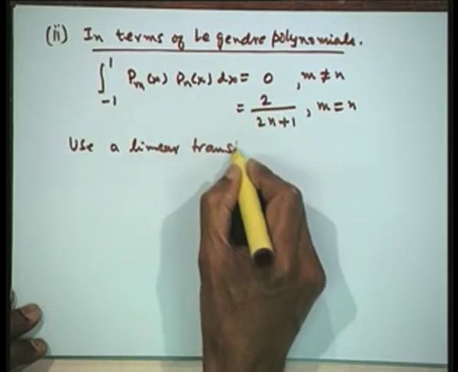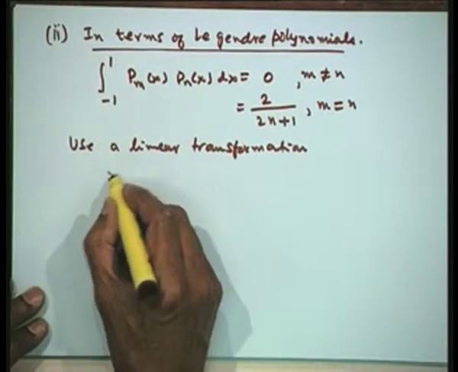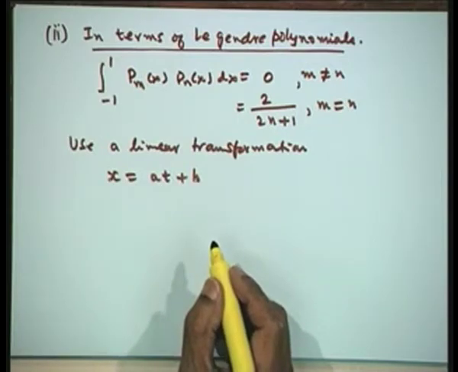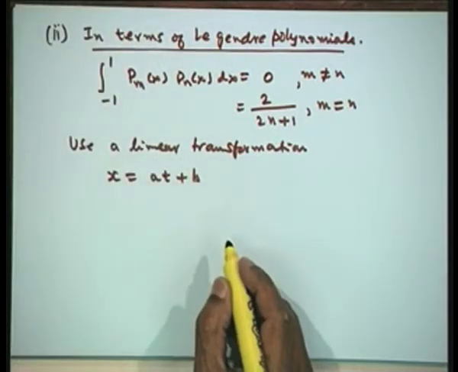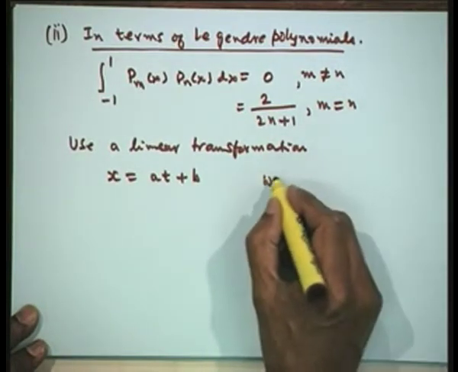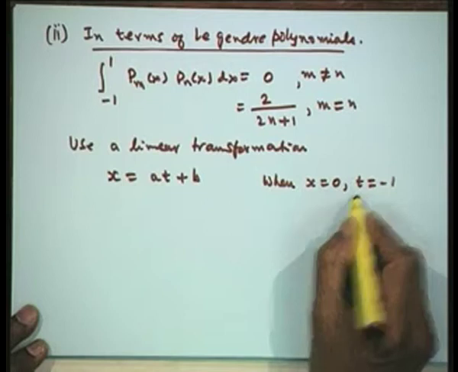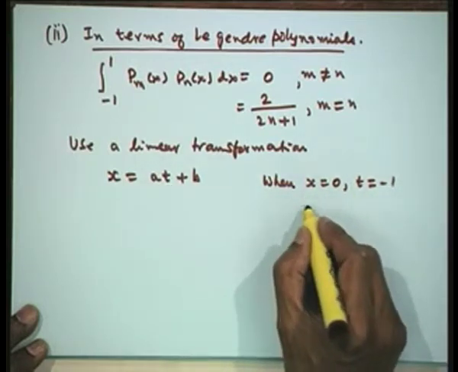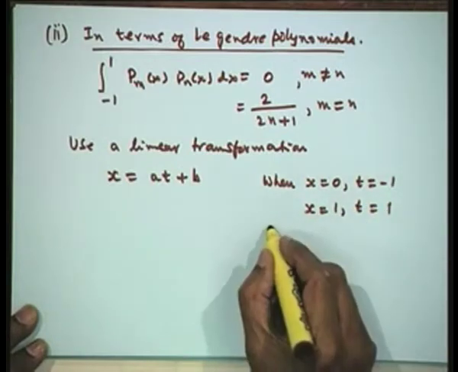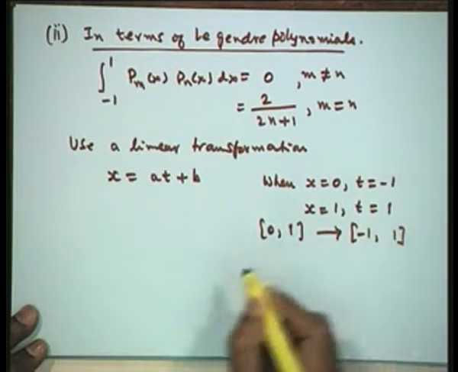We will write x is equal to a t plus b. Now, what is it we want? We are given the interval 0 to 1. So, when x is equal to 0, I need t to be minus 1, the lower limit. When x is equal to 1, I want t to be 1, the upper limit. Therefore, 0 to 1 we are now bringing to minus 1 to 1.